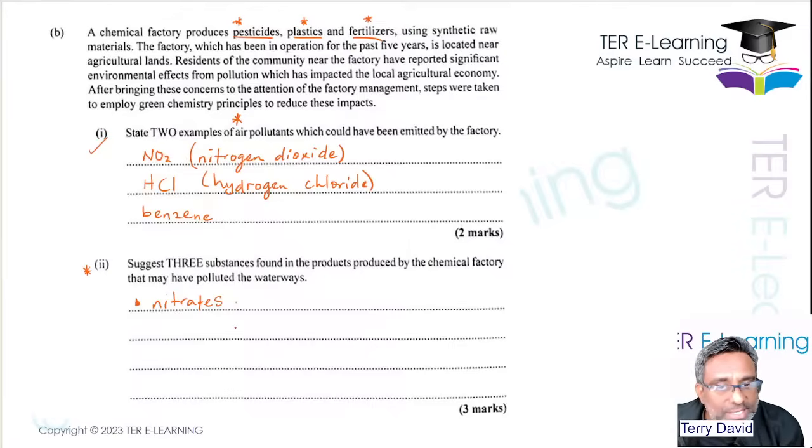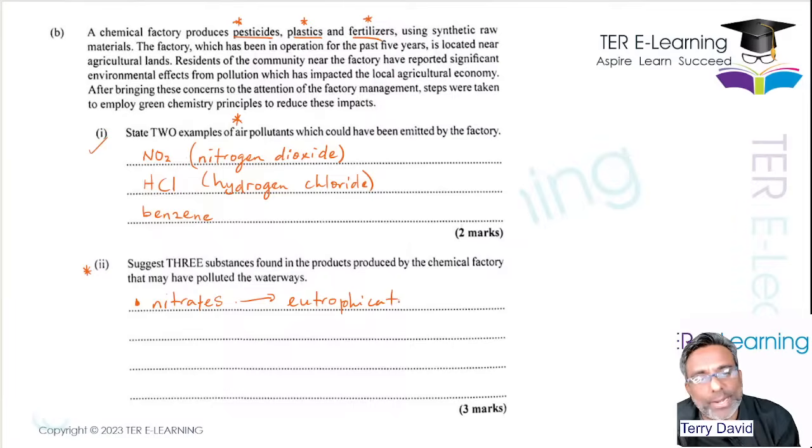Now they said suggest. They just want it, they don't want what is happening here. But I can tell you what can happen: you can end up with something called eutrophication. This is not required though. I don't think they want us to explain this. They just want to know what pollutants could be here. So nitrates could be a pollutant that leads to eutrophication. It basically depletes the oxygen in the water, you kill the fishes, kill the plants. So that's one possibility, nitrates.